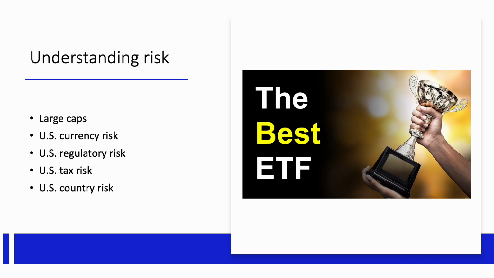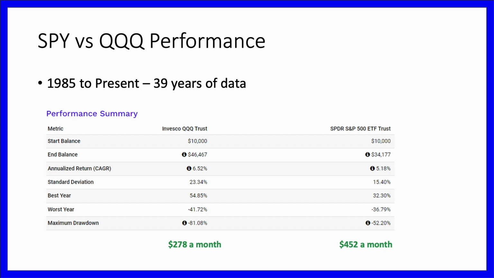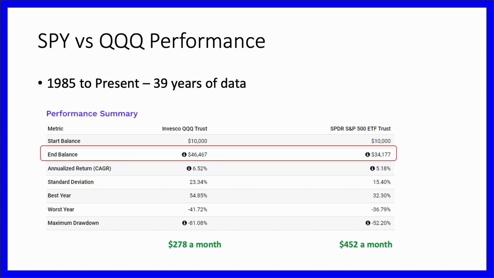And of course, people have a tendency to look backwards in time and back test different ETFs to see how they performed. And of course, we're going to do that. So when we look at SPY versus QQQ performance, we take all the data that's freely available from SRL Global. We do a back test for 39 years, and it shows that QQQ outperforms SPY. So if you invested $10,000 in QQQ, you'd have $46,000 versus SPY at $34,000.